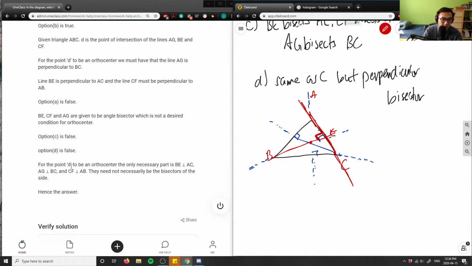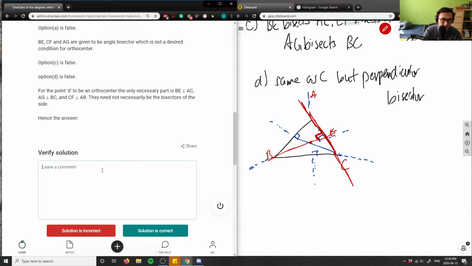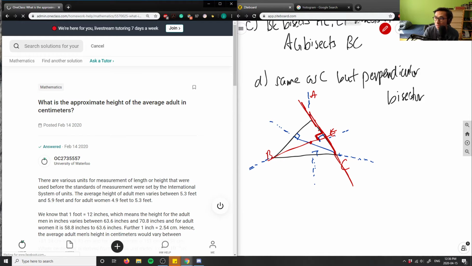So again, here it says that for the point D to be orthocenter, the only necessary part is BE is perpendicular to AC. They don't necessarily have to be bisectors of the side. So, like I said, AC is not like a bisector of ABC. So B here is the correct answer. So I'm going to say good solution and logic, because this solution here is correct. Sweet. Okay, so that's correct here.